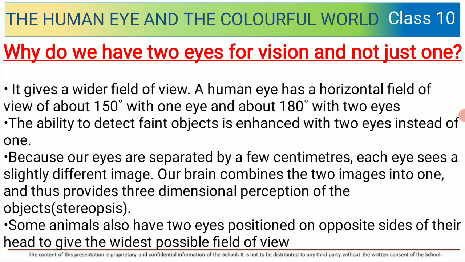The ability to detect faint objects is enhanced with two eyes instead of one. Because our eyes are separated by a few centimeters, each eye sees a slightly different image. Our brain combines the two images into one and thus provides three-dimensional perception of the objects. Some animals also have two eyes positioned on opposite sides of their head to give the widest possible field of view.